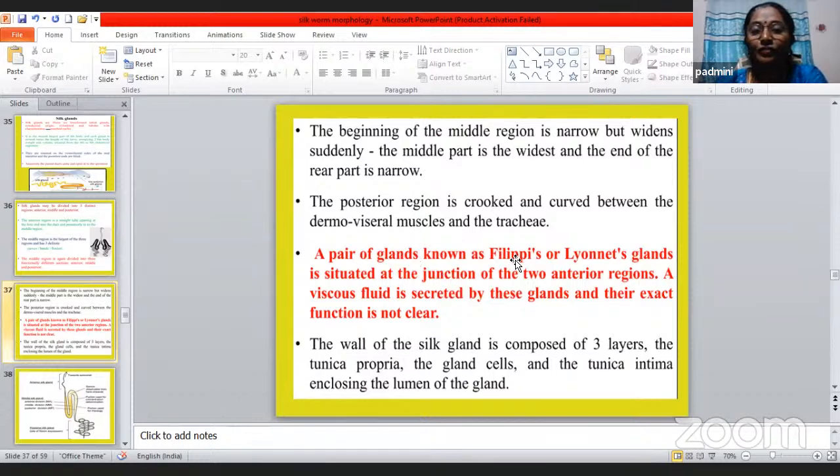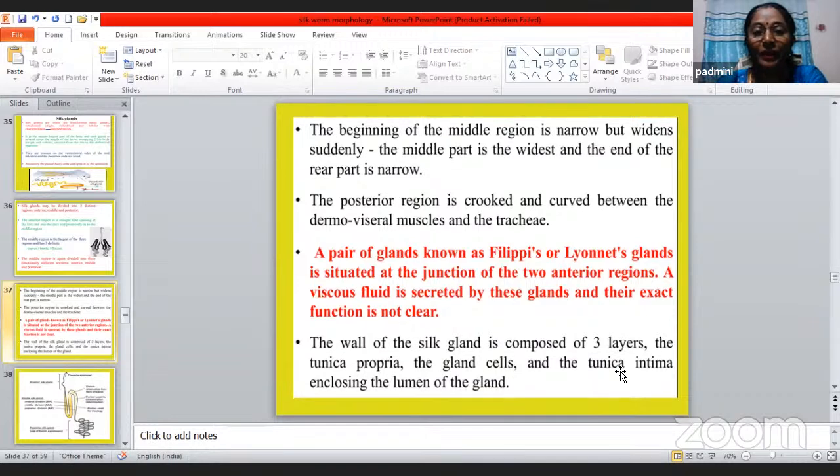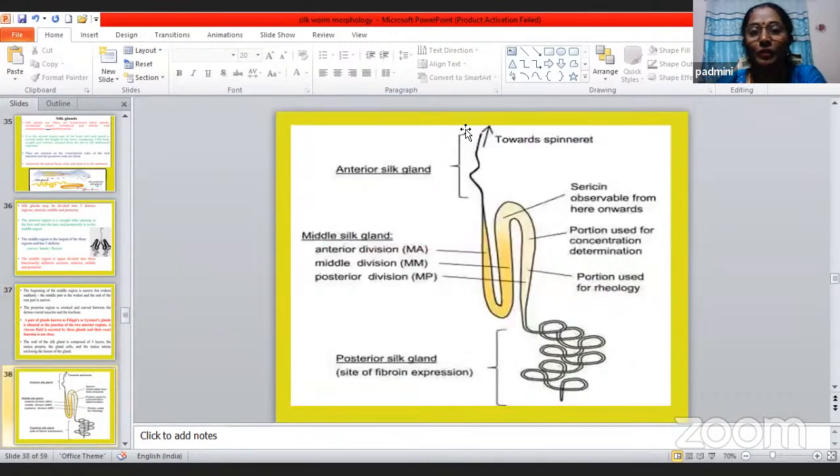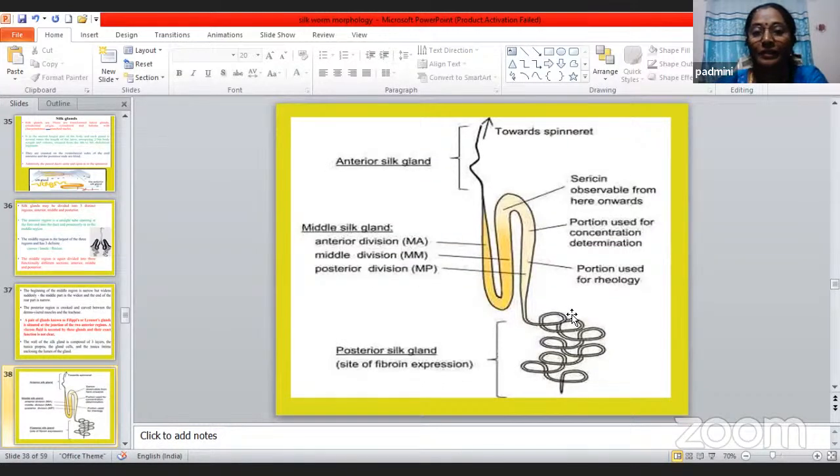A pair of glands known as Filippi's glands, as I told you, secrete a viscous fluid. The wall of the silk gland is composed of 3 layers: the tunica propria, the gland cells, and the tunica intima. And this is how the spinneret looks towards the end. This is the anterior middle region, this is the middle region, and this is the posterior middle region. The middle region secretes the sericin, and the posterior region of the silk gland produces the fibroin, as I already told you.